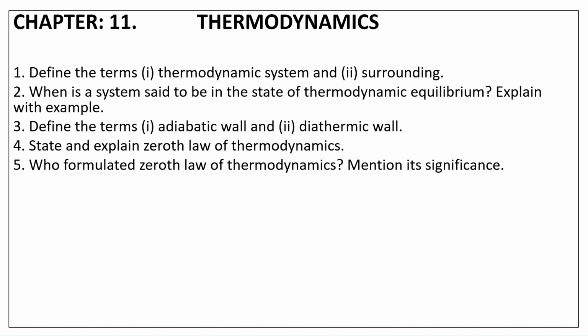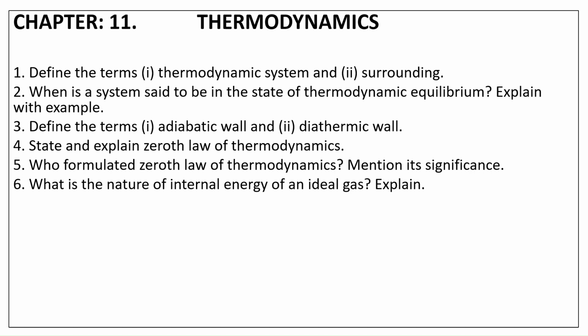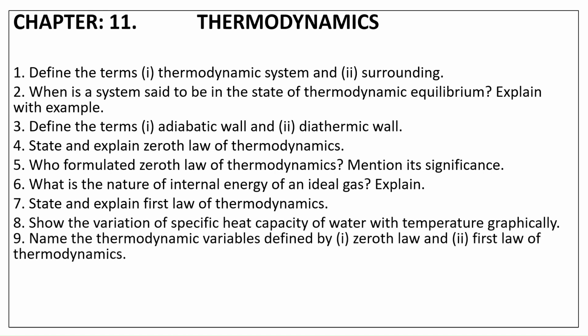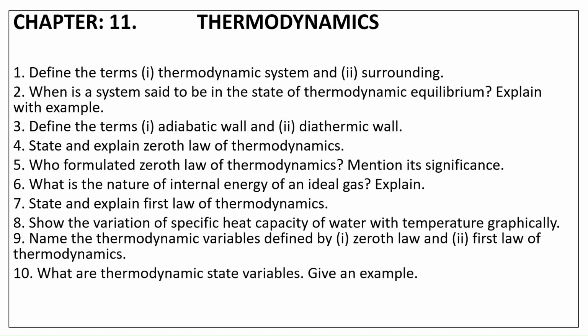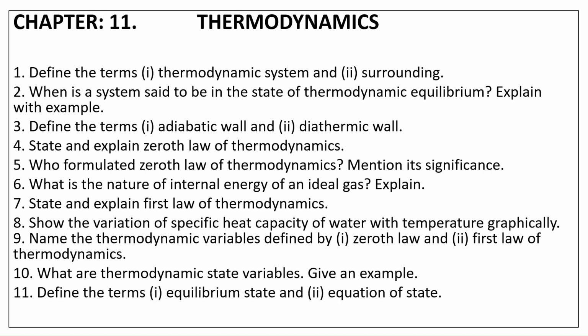Mention its significance. 6. What is the nature of internal energy of an ideal gas? Explain. 7. State and explain first law of thermodynamics. 8. Show the variation of specific heat capacity of water with temperature graphically. 9. Name the thermodynamic variables defined by 1. Zeroth law and 2. First law of thermodynamics. 10. What are thermodynamic state variables? Give an example. 11. Define the terms 1. Equilibrium state and 2. Equation of state.